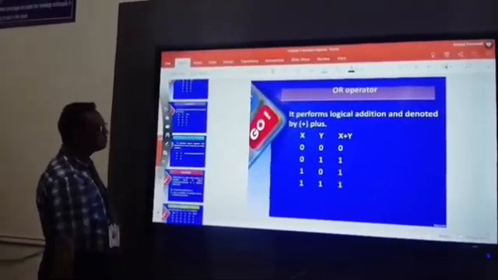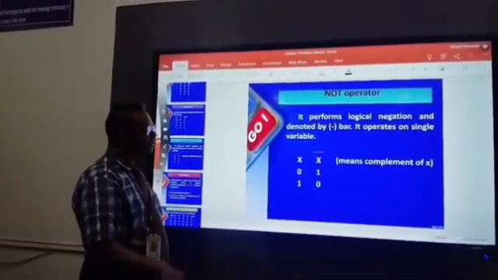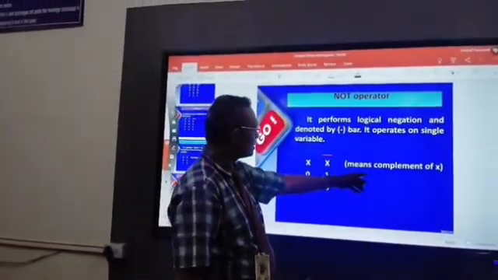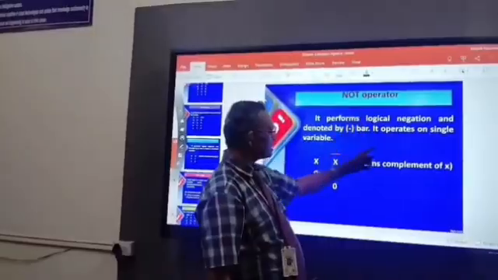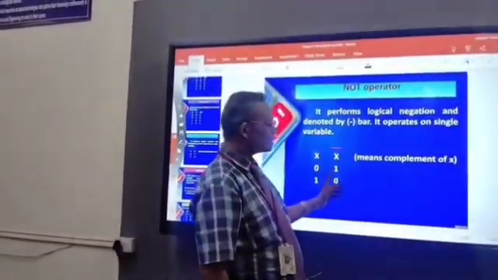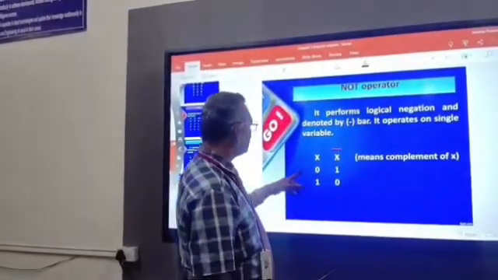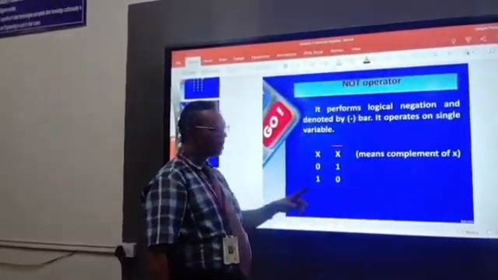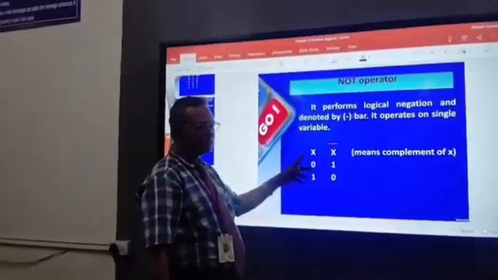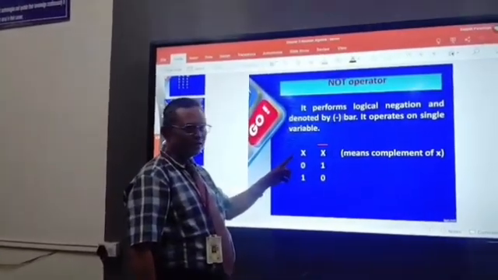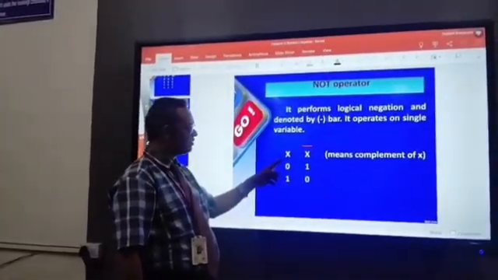Now come to the NOT operator. In that NOT operator, look at the word they are specially using here. NOT is nothing but complement. So here there will be only one input, and for that there will be only one output. Since there is only one input, it is named X. We can choose our own label for the input. Here they have considered it as X for input.